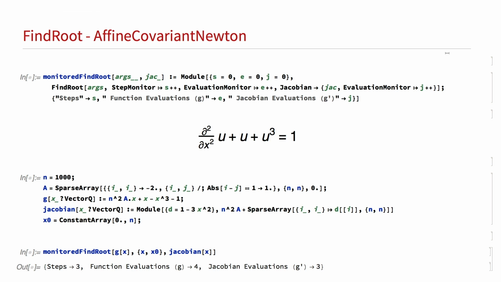So if we look at how this looks with a standard find root method, we see that it takes 3 steps. It has 4 function evaluations and 3 Jacobian evaluations.